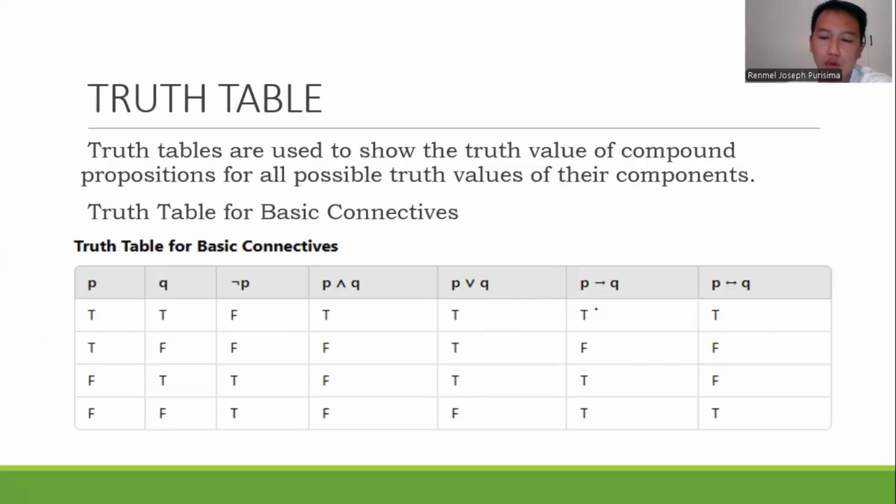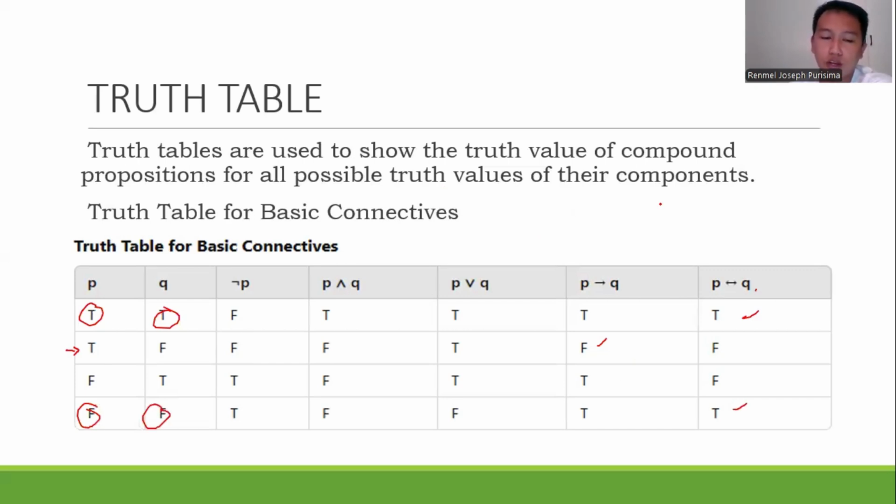For P implies Q, we just need to remember that it is false only when the first proposition is true and the second proposition is false. Just like in the second row. So TF, that is false. Other than that, they are all true. And for the biconditional, you just need to remember that for it to be true, the propositions must be the same. So we have true, true, that is true. False, false, that is also true.